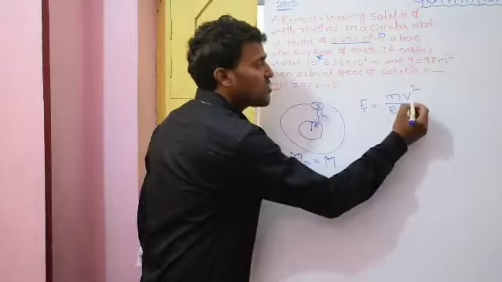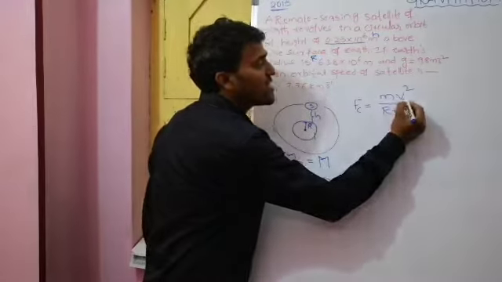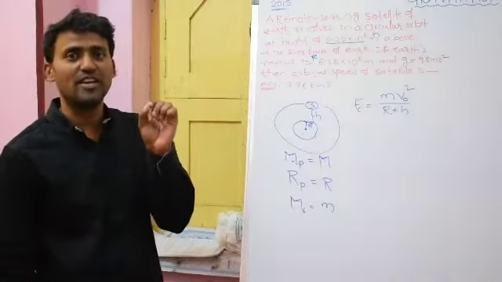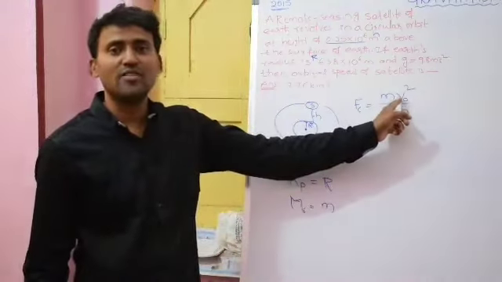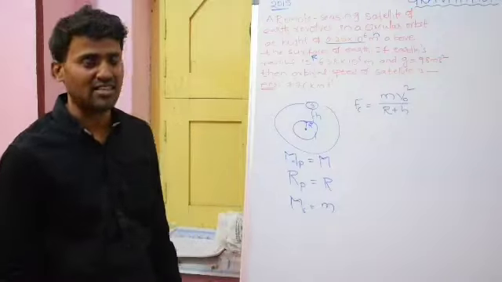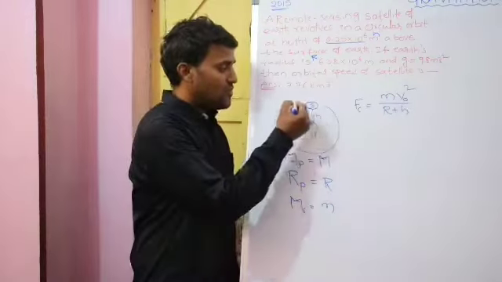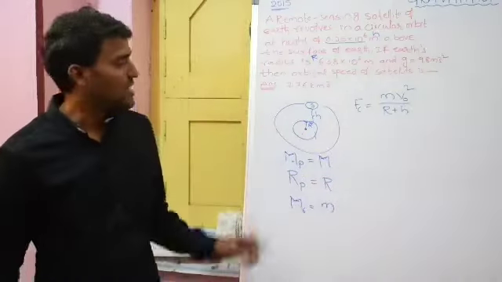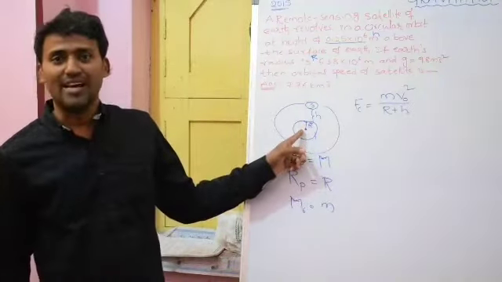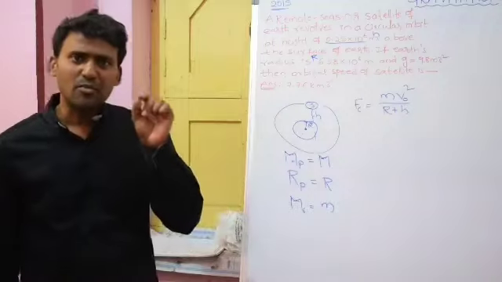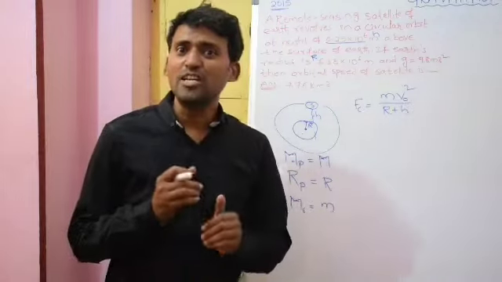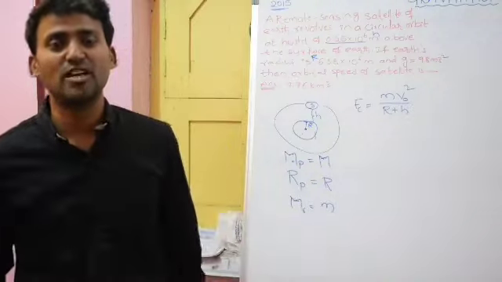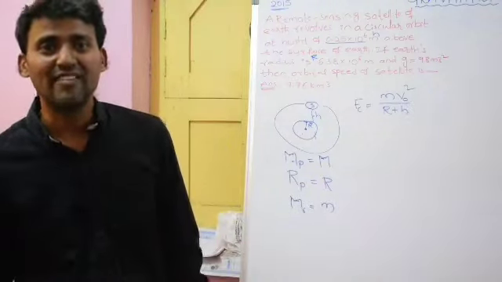With what velocity is it moving? With the orbital velocity v0. This v0 is the orbital velocity while it is moving along a circular path around the planet. Centripetal force is required. The centripetal force is balanced by the gravitational force.